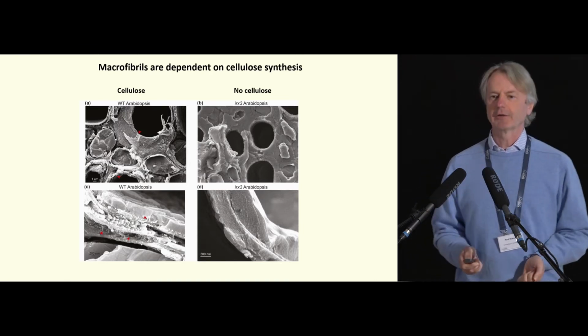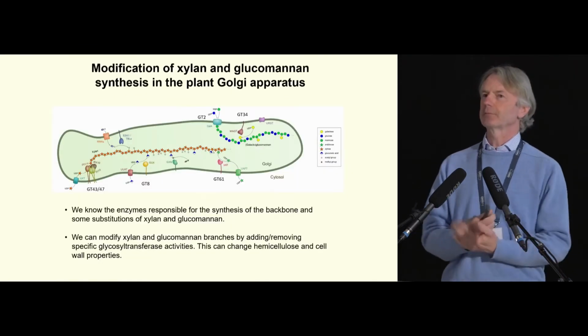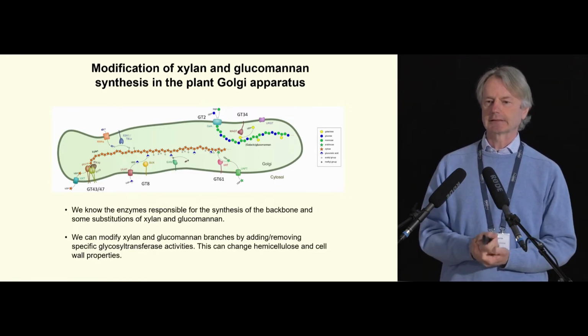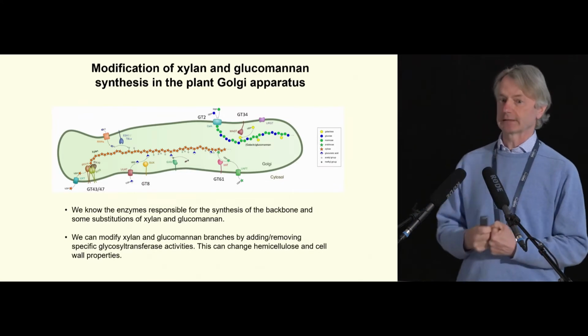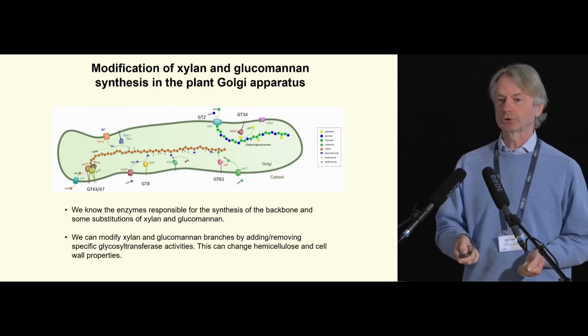So what about the other components? Well, in my lab and many labs around the world over the last 20 years, there's been tremendous progress made in understanding how plants make the hemicelluloses. It happens in the Golgi apparatus.